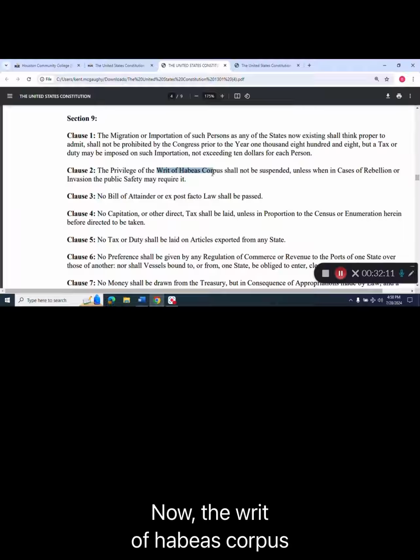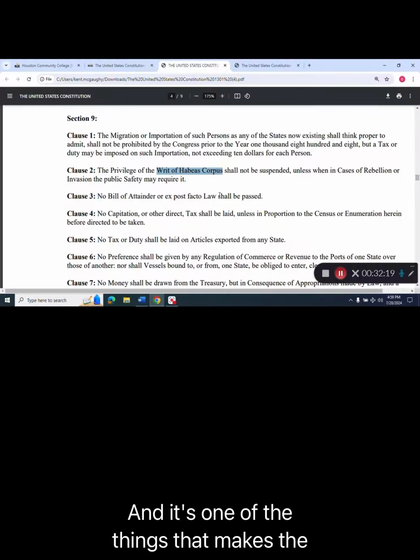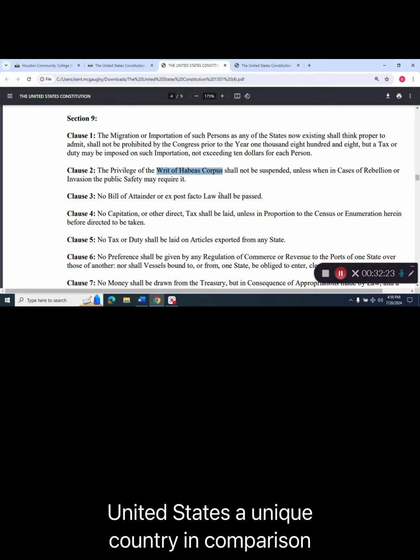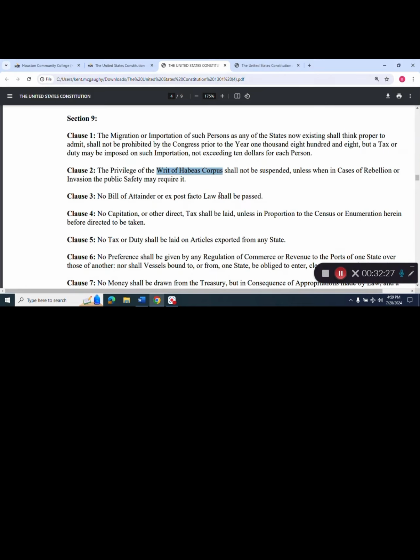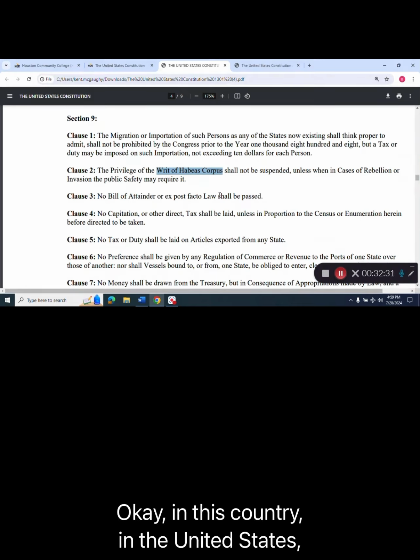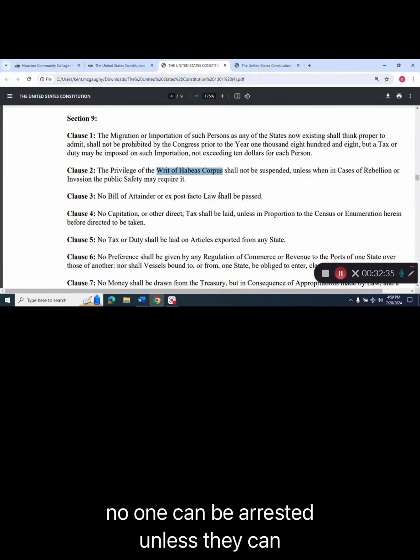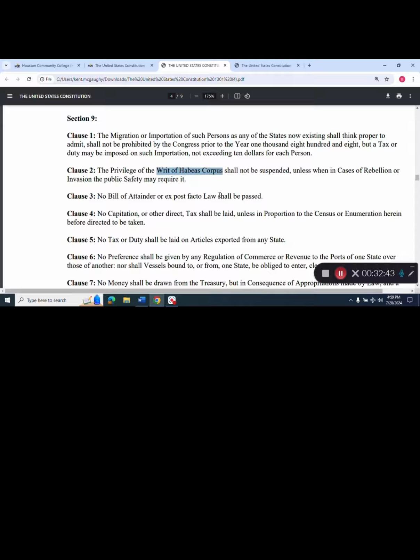Now, the writ of habeas corpus is actually a collection of things, all wrapped together. And it's one of the things that makes the United States a unique country in comparison to most other countries in the world. In a good way. In the United States, no one can be arrested unless they can first be charged with a specific crime. Okay? So in other words, before they can arrest you, they have to be able to go through the U.S. law code. They have to be able to specify which specific law in the U.S. law code you have violated.